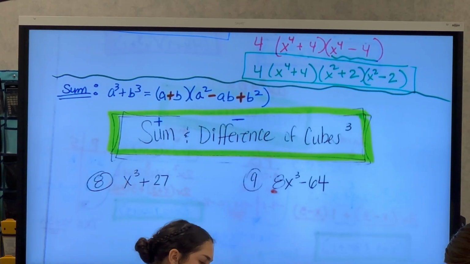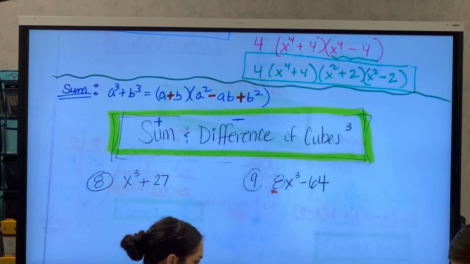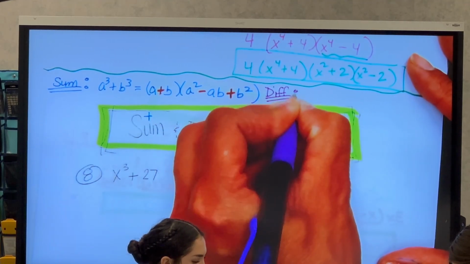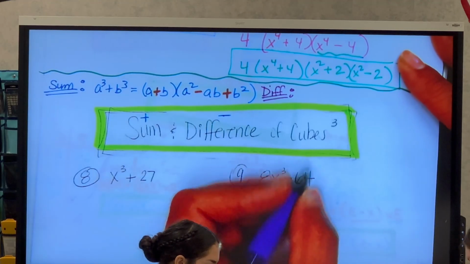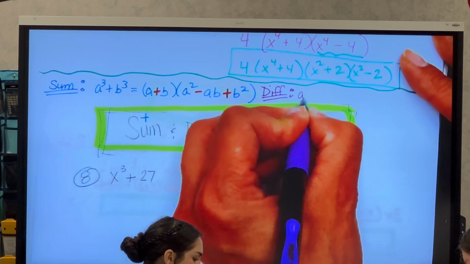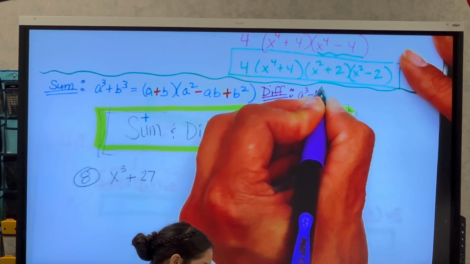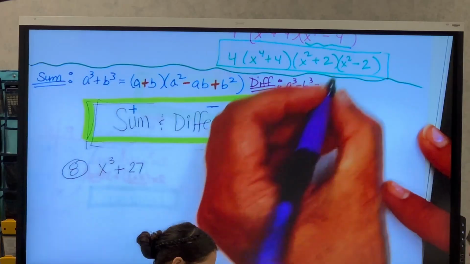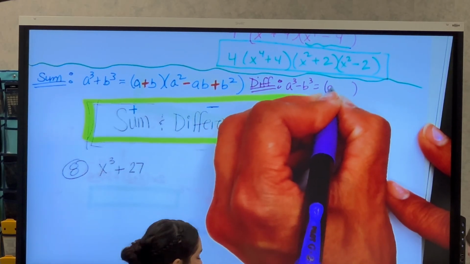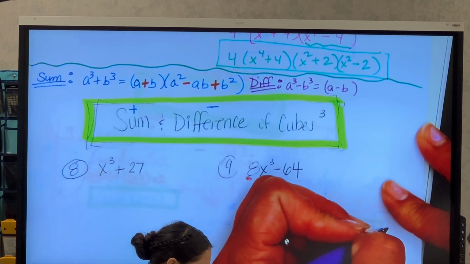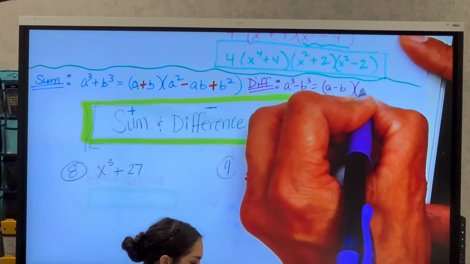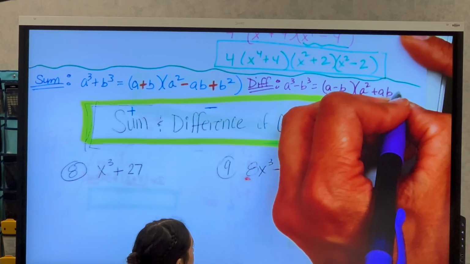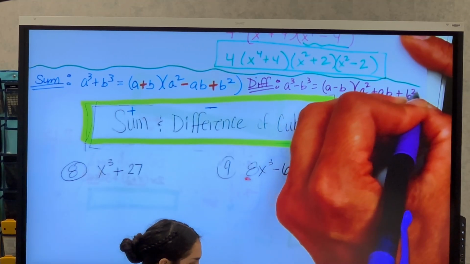Okay? All right. For the difference of cubes, so I'll put diff for difference. Same thing, except we're subtracting. So it's going to be having like an a cubed minus b cubed. Okay? Well, same sort of thing. Since I'm subtracting in my binomial, I'm going to have a single a minus a single b times a squared plus a times b plus b squared.